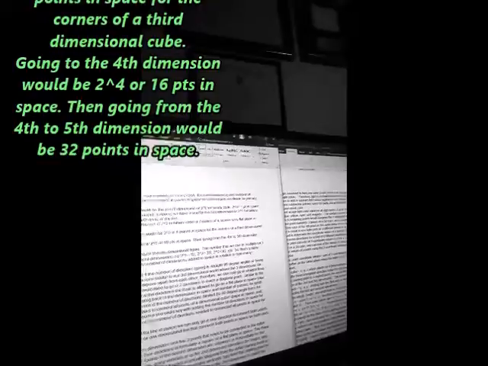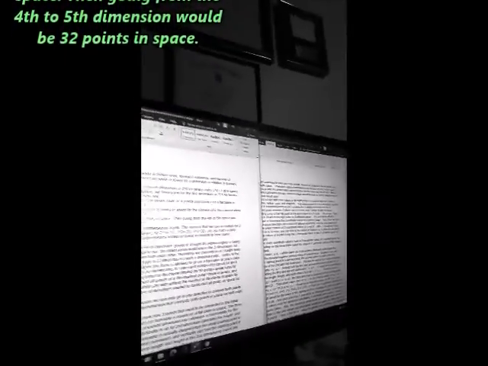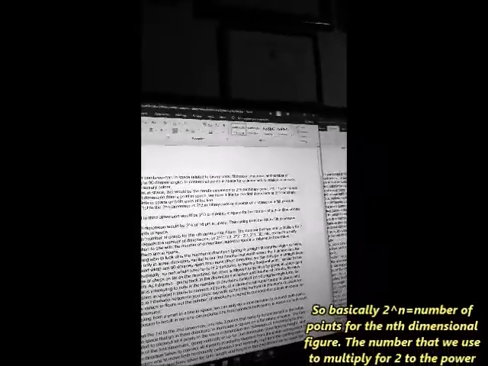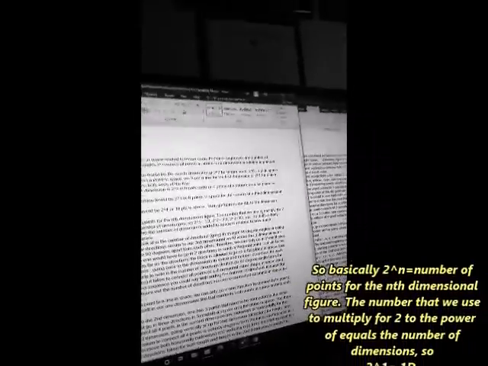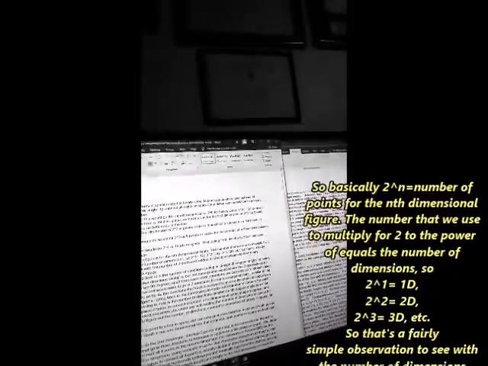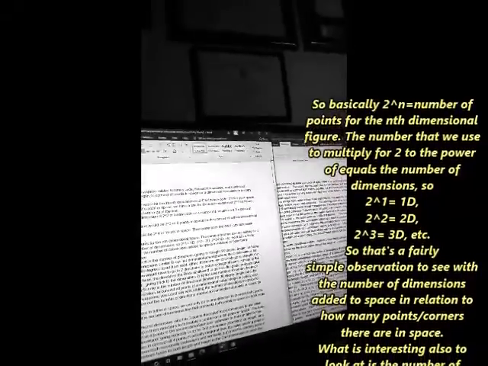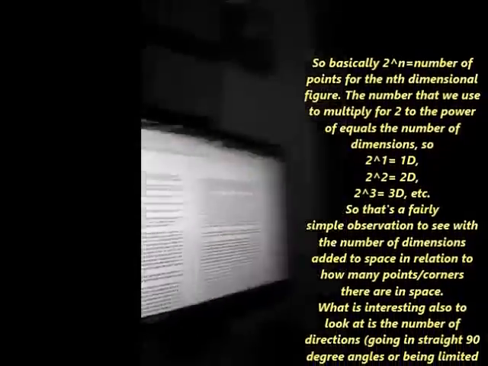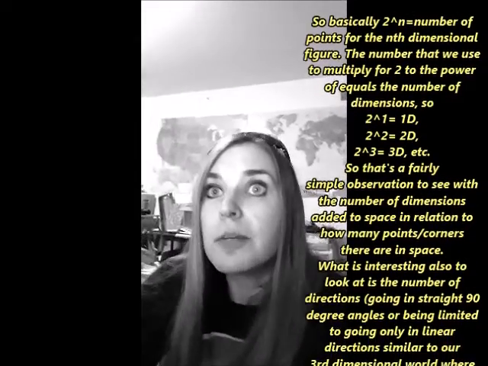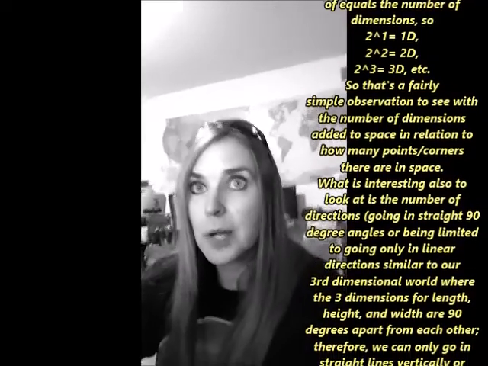Going to the 4th dimension would be 2 to the 4th, or 16 points in space. Then going from the 4th to 5th dimension would be 32 points in space. So basically, 2 to the n number of points from the nth dimensional figure, the number that we use to multiply for 2 to the power of equals the number of dimensions. So 2 to the 1st equals 1d, 2 to the 2nd equals 2d, 2 to the 3rd equals 3d, etc. So that's a fairly simple observation to see, with the numbers or dimensions added to space in relation to how many points, corners there are in space.